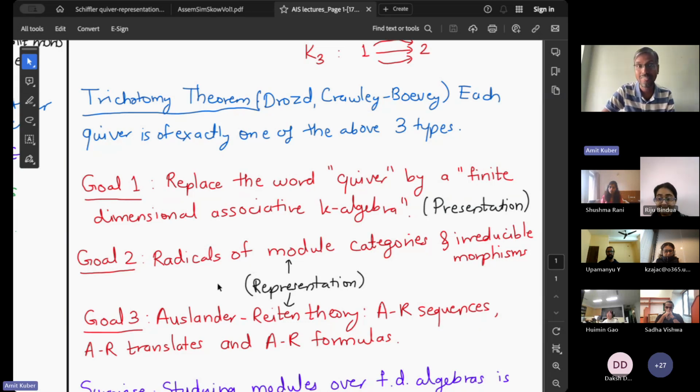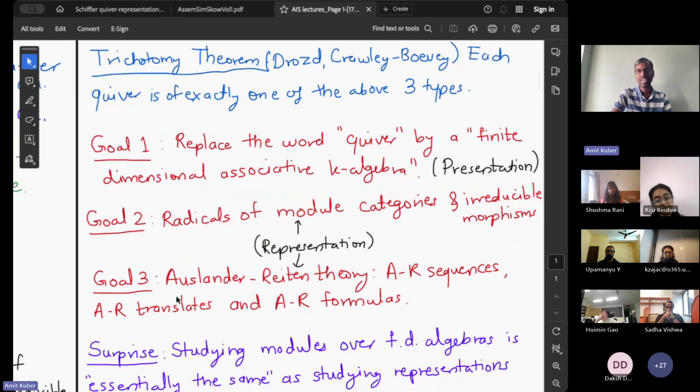I will make all these ideas precise, but this is our second goal: to make the idea of irreducible morphism very precise, and the concept of the Auslander-Reiten quiver. Any questions?